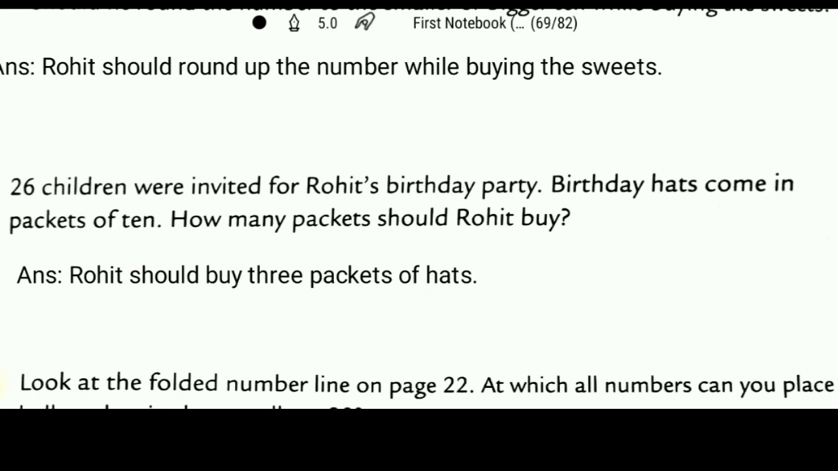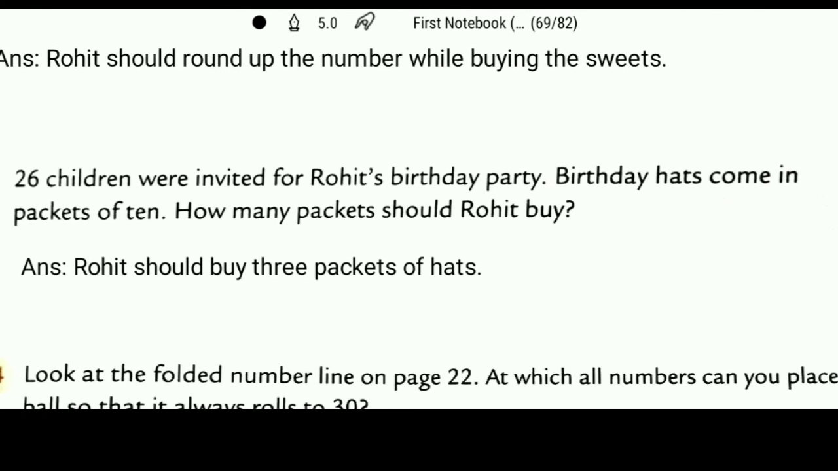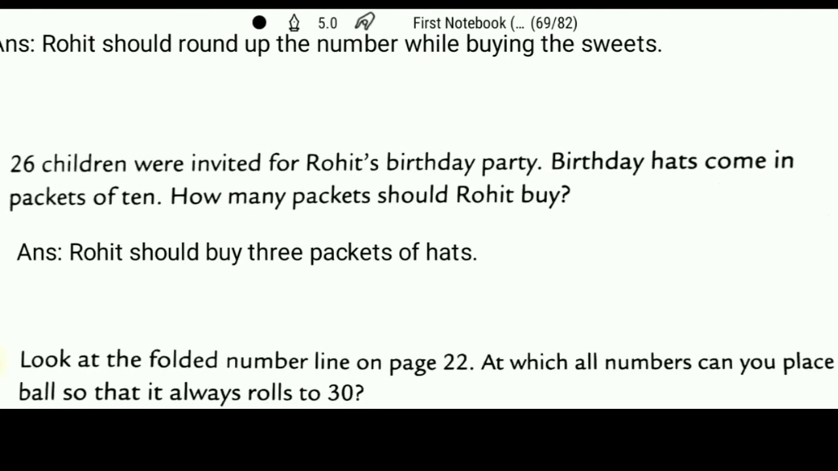26 children were invited for Rohit's birthday party. Birthday hats come in packs of 10. How many packets should Rohit buy? In this one, same thing, we have to do the round off. So Rohit should buy 3 packets of hats.